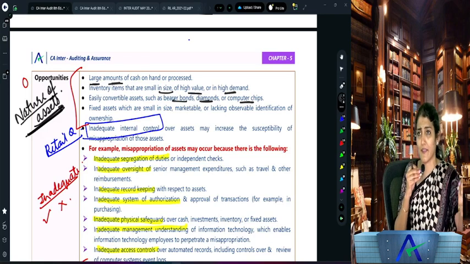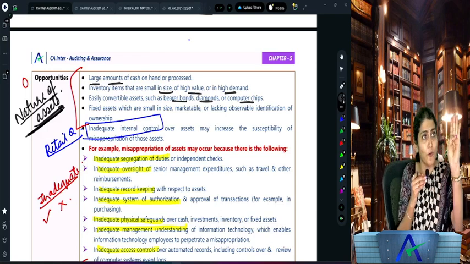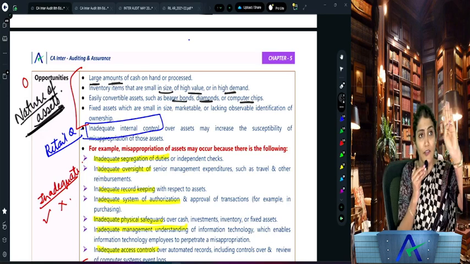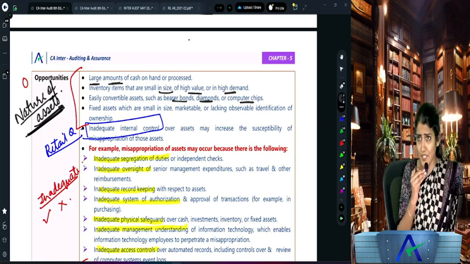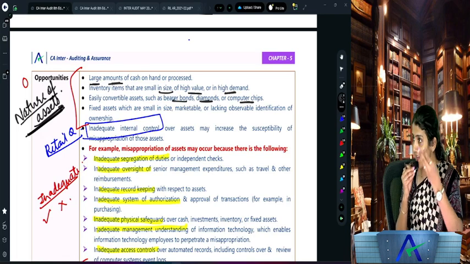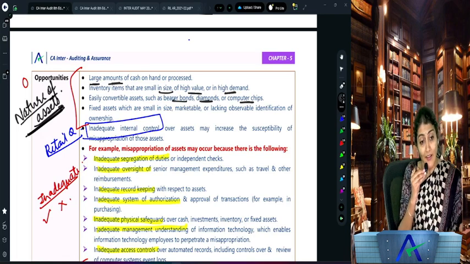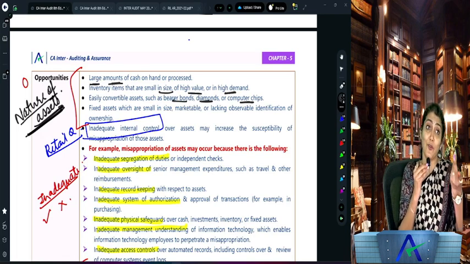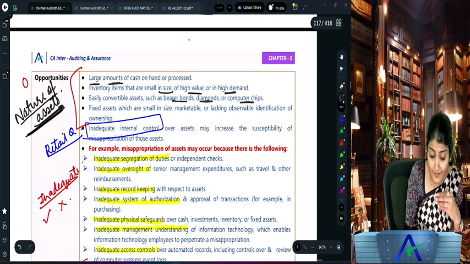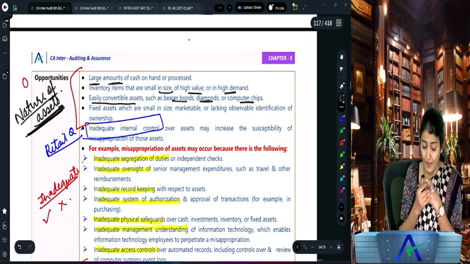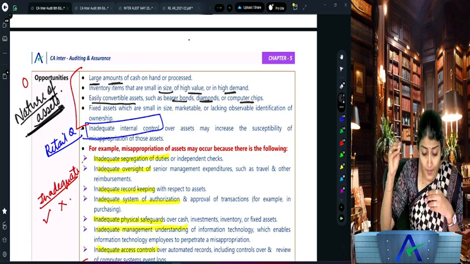Easily convertible assets. Right. So that small pouch, blue color pouch, in which 700 crore diamonds are there. You go to a merchant, a diamond dealer, like Nirav Modi. You tell him, these are diamonds of 700 crore. He says, I will give you 50 crore. You are more than happy, even if you receive 50 crore, right? So what is that? Easily convertible assets, such as bearer bonds, diamonds, or computer chips.